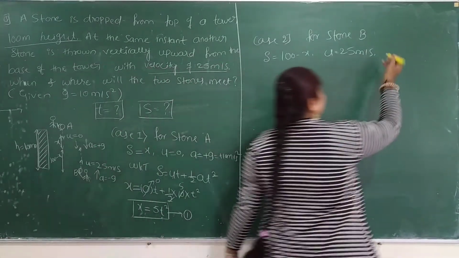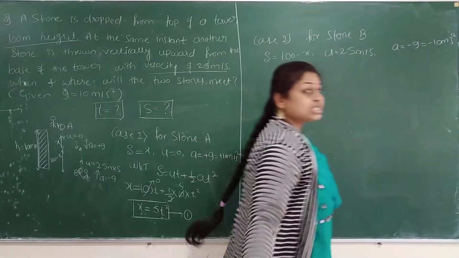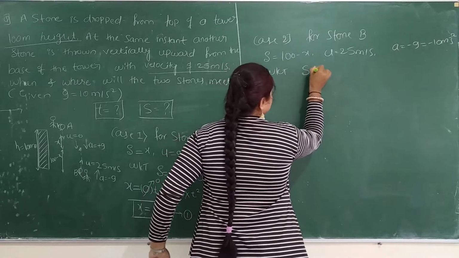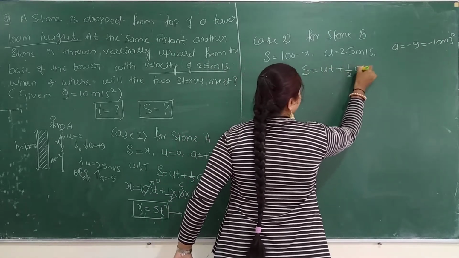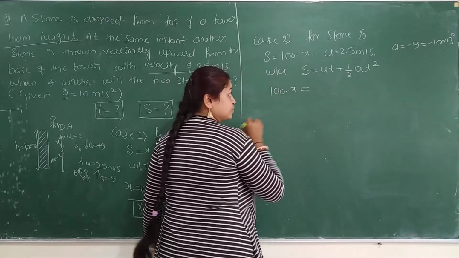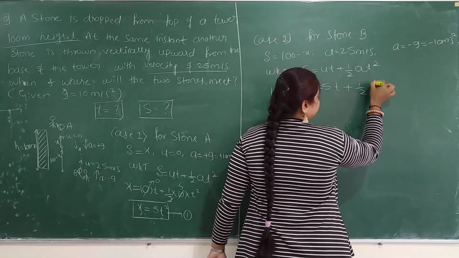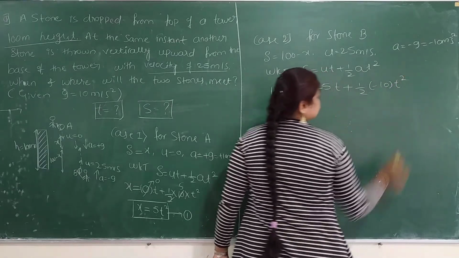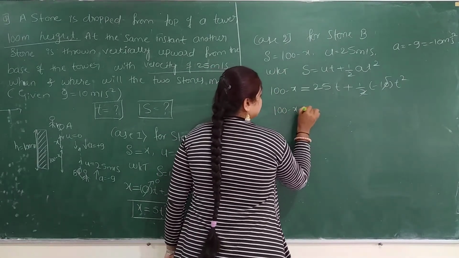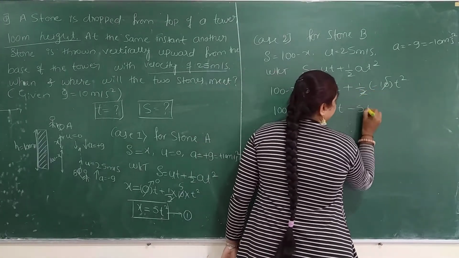Then right here, the a value will be minus g, that is minus 10 meter per second square. Now substitute these values in the given equation, that is s equals ut plus half at square. So replace s with 100 minus x, that is equal to u, which is 25t, plus half into a, which is minus 10, into t square. Just cancel out here: 2 ones are 2, 5 twos are 10. Next, 100 minus x equals 25t, plus into minus is minus, 5t square.